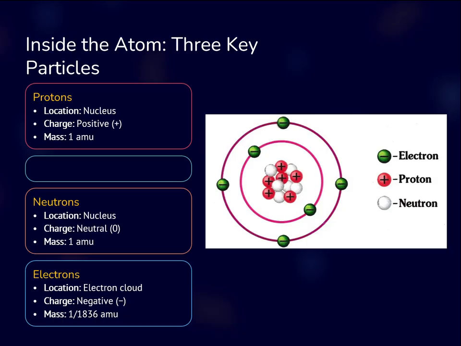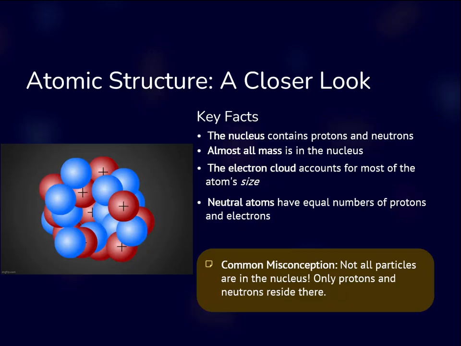Orbiting far around the dense nucleus are the electrons. Each electron has a negative charge and an incredibly small mass, which is only about 1/1800th of a proton's. Even though electrons weigh almost nothing, they fill most of the atom's space in what we call the electron cloud. So keep this in mind. Protons are positive, electrons are negative, neutrons are neutral. Their arrangement and balance are what determine whether an atom is stable, charged, or part of a specific element.